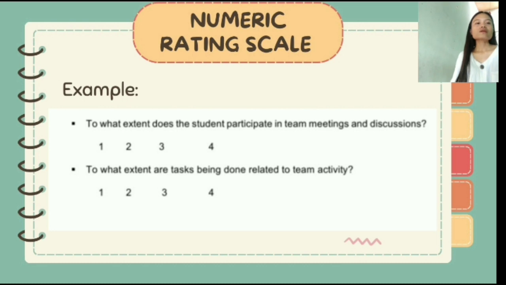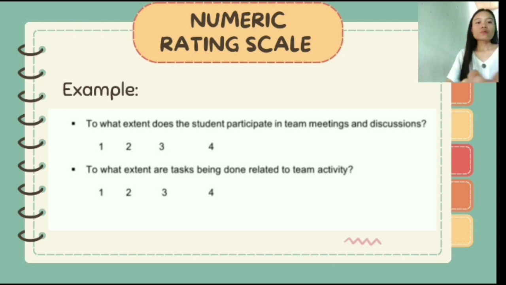So I have here directions. You just need to indicate the degree to which the student contributes to team activity by encircling the appropriate number. That is the direction for you to use this numeric rating scale. By just encircling the appropriate number, you will identify the degree to which the student contributes to team activity.